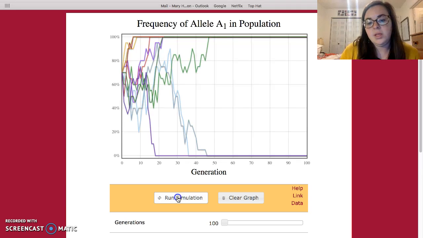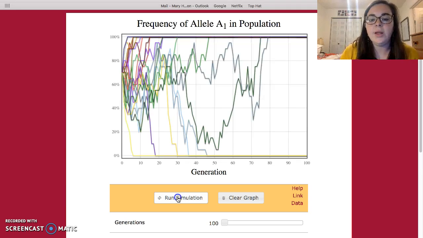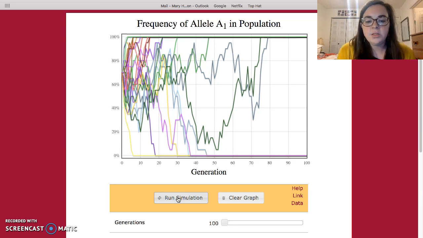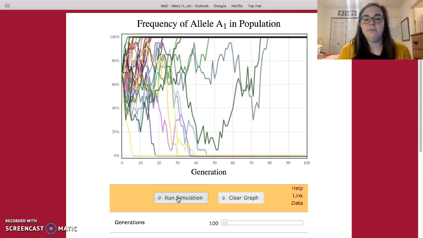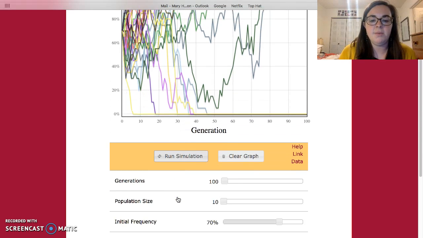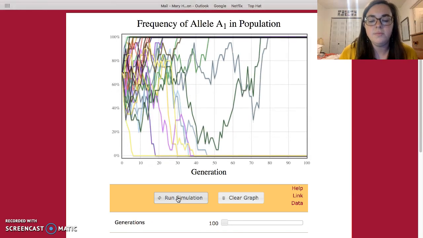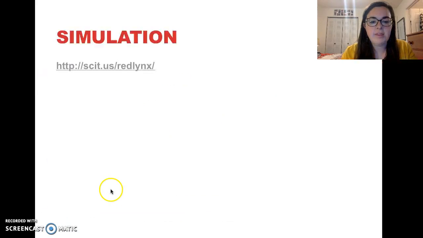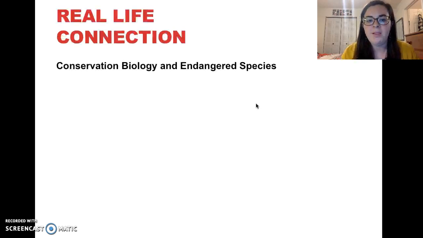So if you just click, if you counted, you would probably get pretty good data, but it's just a good representation. It's a fun way to see visually some of the data that we talked about, some of the numbers. So the last thing that I want to leave you with is a connection to real life. How do scientists use this? How can I apply this to life outside of the classroom? And that real life connection is conservation biology and endangered species.